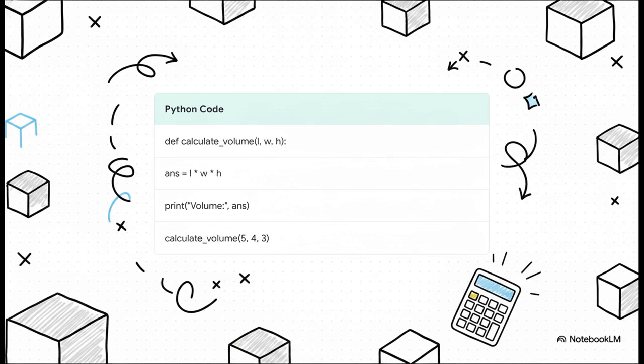function. Calculate volume, length, width, height. We pass in the dimensions and boom, it does all the math for us. This is infinitely faster than writing out those multiplication operators again and again.